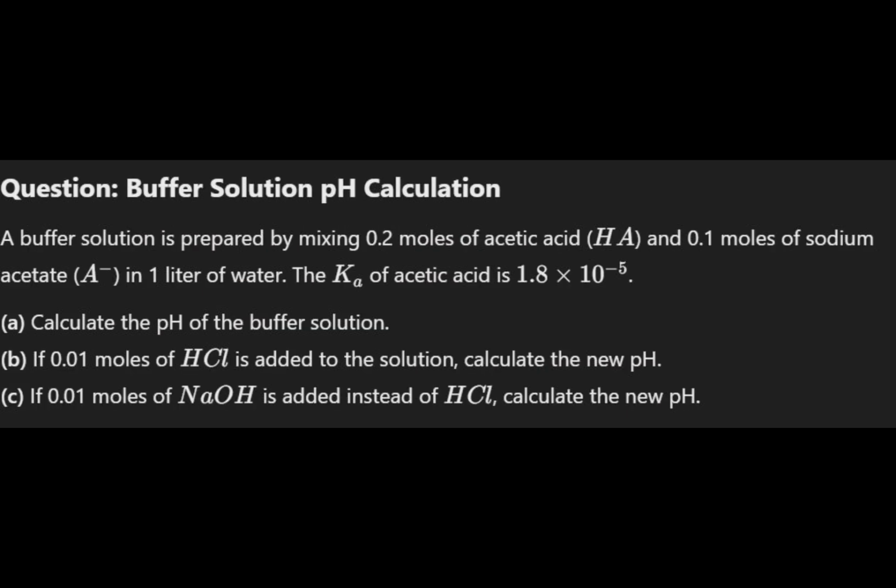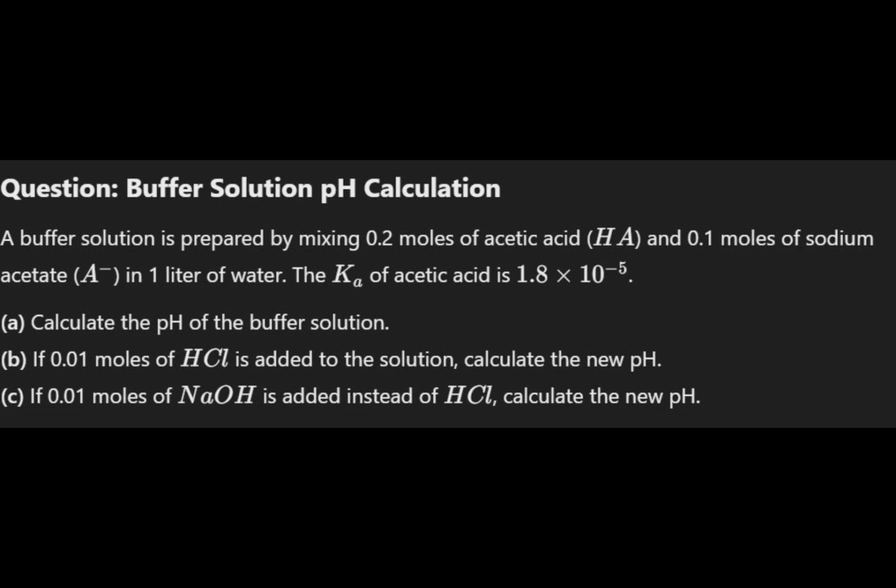Let's explore an interesting question about buffer solutions and pH calculations. Here's the scenario. We have a buffer solution prepared by mixing 0.2 moles of acetic acid, which is HA, and 0.1 moles of sodium acetate, which is A-, in 1 liter of water. The acid dissociation constant Ka of acetic acid is 1.8 × 10⁻⁵.